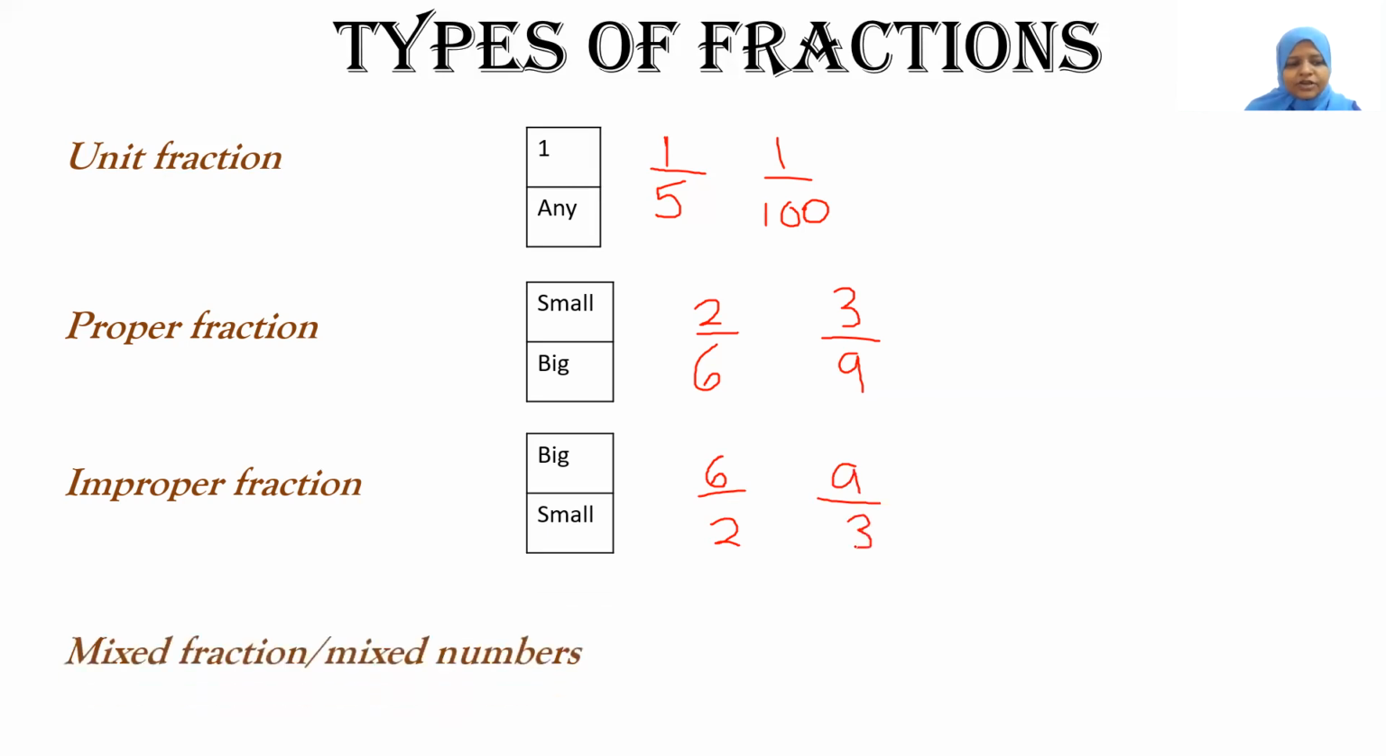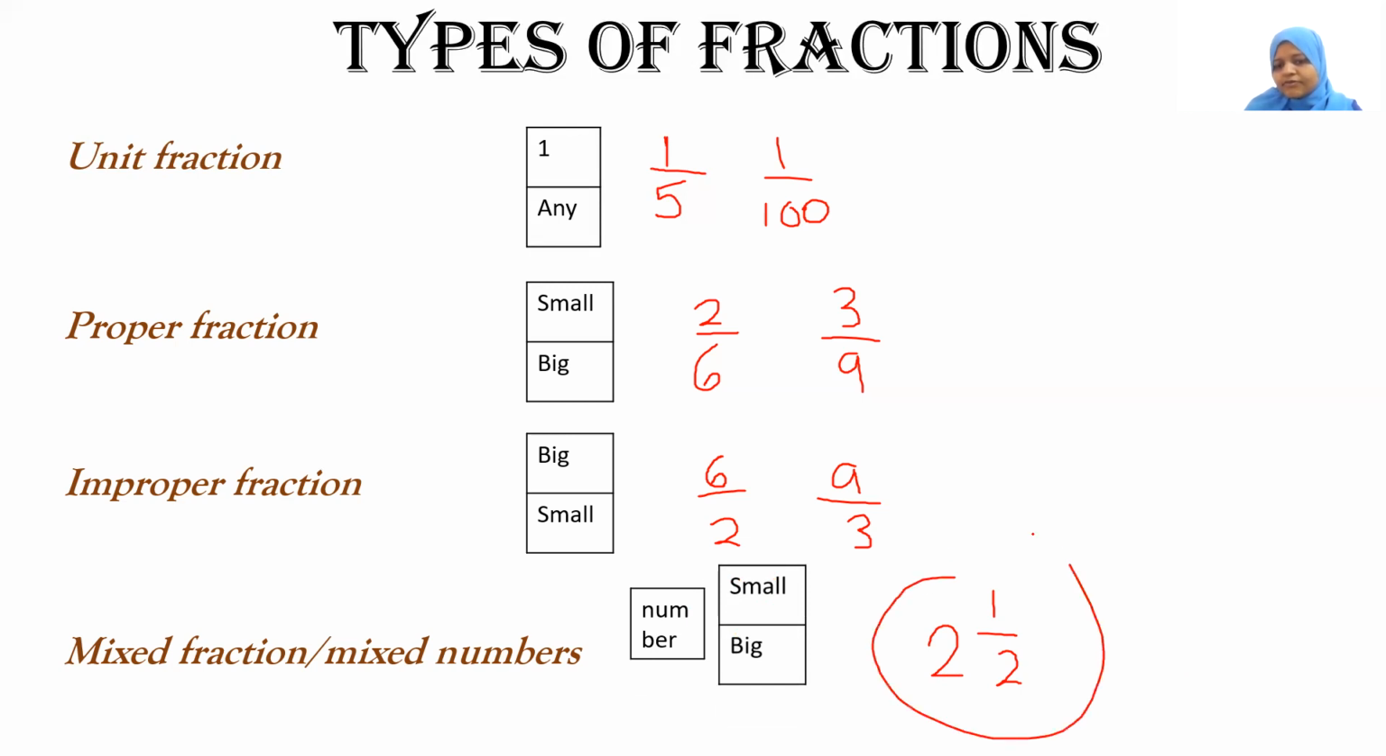The last type we are going to talk about is the mixed fraction or mixed number. It can be either way. In some books it's printed as mixed fraction, in some books it's printed as mixed numbers, so I have included both of them here. It comes like this: a whole number and a fraction. That fraction should be a proper fraction, with the small number on top and the big number down. This format is called a mixed fraction or mixed number.